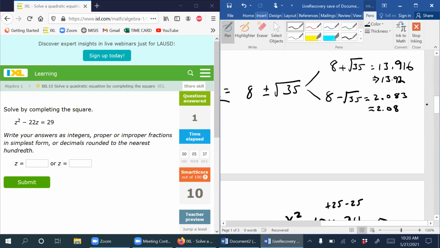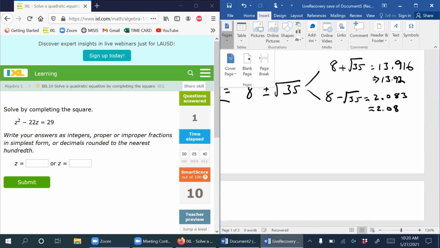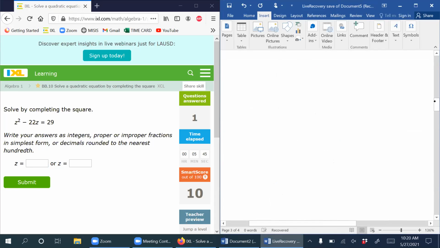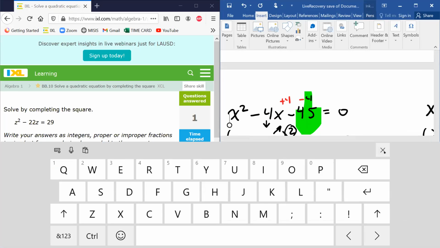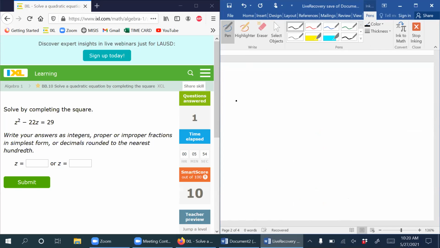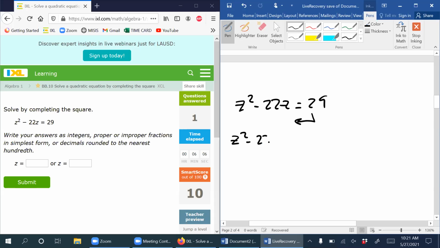Let's go and insert another page. So we have a problem, this is the last problem we'll do. Sorry, we're out of time, but we're going to do it quickly. z squared minus 22z equals 29. I'm going to move this back over. z squared minus 22z minus 29 is equal to 0. Let's go ahead and complete the square.